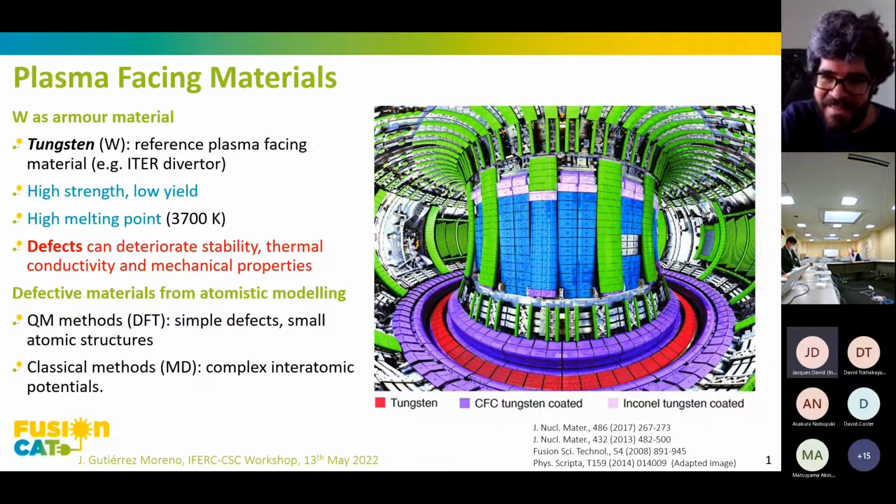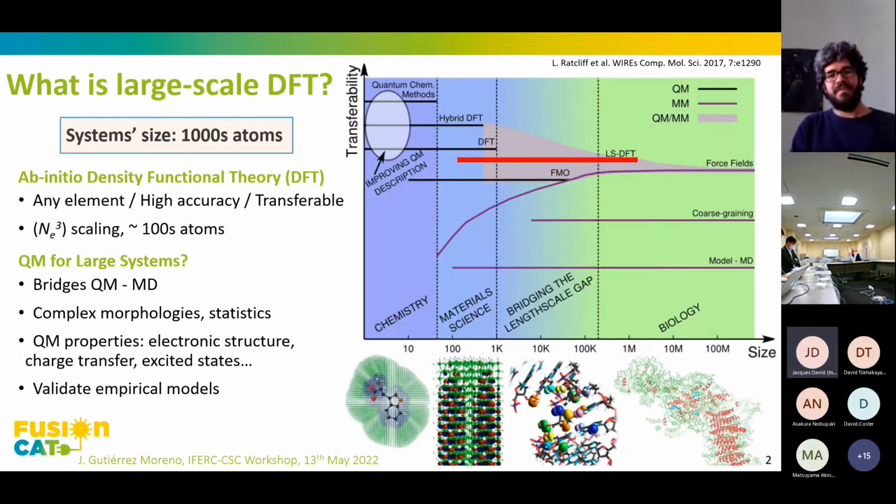So we are developing this method that we call linear scaling or large scale DFT. We call large scale DFT the use of DFT calculations to simulate models with thousands of atoms. As I mentioned before, ab initio DFT calculations are widely used to simulate materials because they are based on the laws of quantum mechanics. So, based on theory, we can simulate nearly any element in the periodic table with very high accuracy and very high transferability.